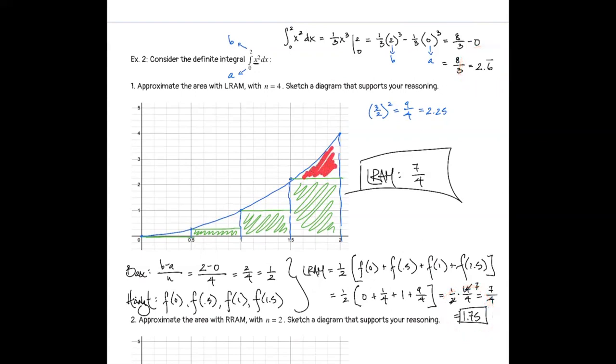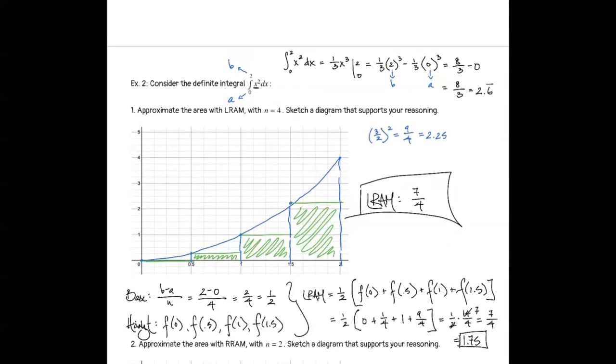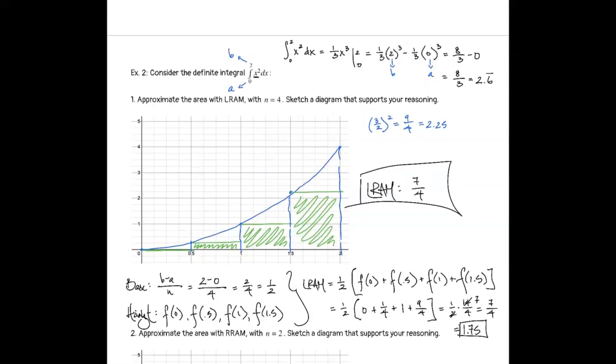Because we're missing all those little pieces, right? Like these red curvy triangle things don't get counted when we do LRAM. So we should get a number that is smaller than what we're going to find out tomorrow is the exact value. Okay. So I hope this gives you a little bit of perspective in terms of what we're actually trying to find.